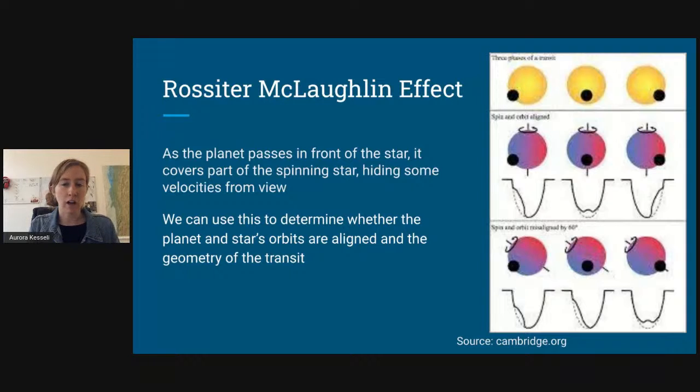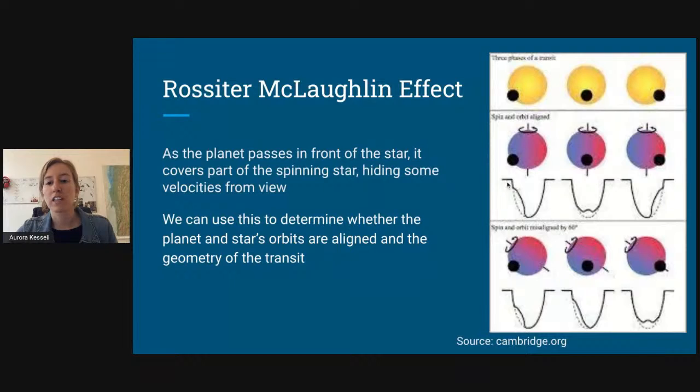So the Rossiter-McLaughlin effect happens as the planet passes in front of the star. Because the star has some rotation velocity, like we saw for the star spots, you get the planet blocking certain parts of the star. As the planet begins to transit, if we have a system where the planet's orbit and the spin-orbit axis are aligned, then the planet will hide part of the star that is blue shifted.